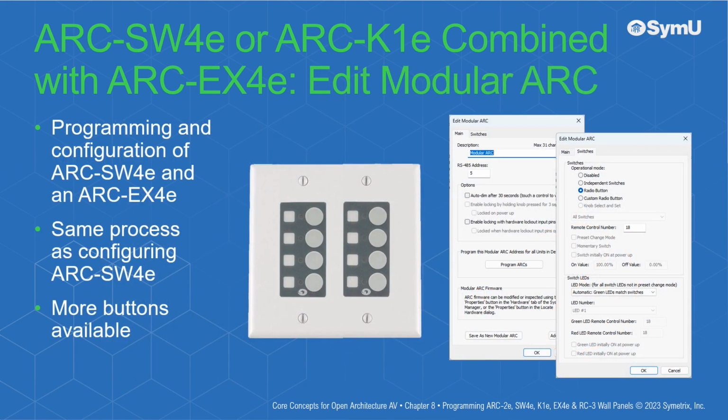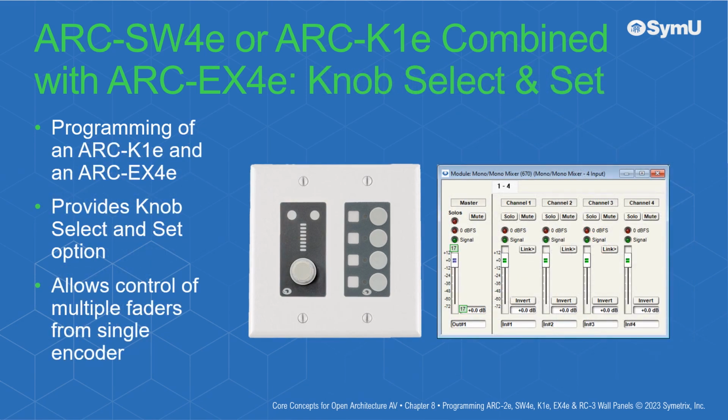The programming and configuration of a combination of an ARC-SW4E and an ARC-EX4E is the same process as configuring the ARC-SW4E, except more buttons are available. The programming and configuration of the combination of an ARC-K1E and an ARC-EX4E provides the knob select and set option. This allows control of multiple faders from a single encoder.